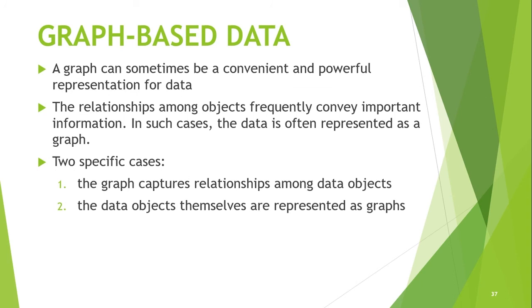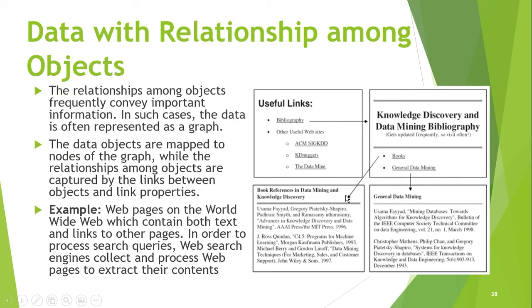Graph-based data. A graph can sometimes be a convenient and powerful representation of data. The relationships among objects frequently convey important information. In such cases, the data is often represented as a graph. There are two specific cases which we can consider. First is the graph captures relationships among data objects. And second, the data objects themselves are represented as graphs. Okay?